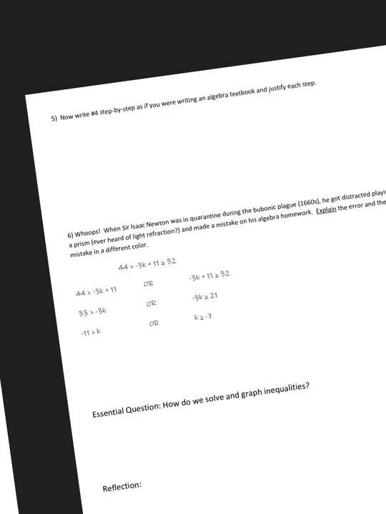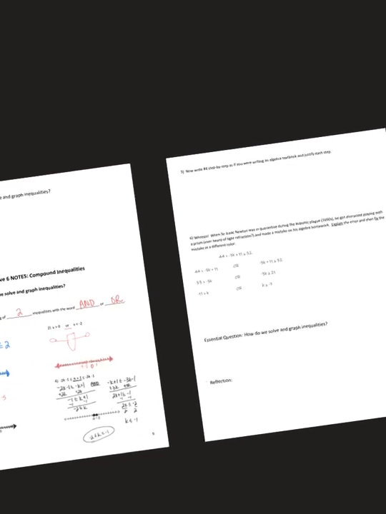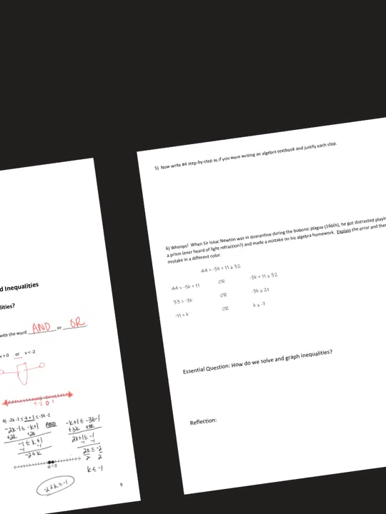Let's take a look over here at number 5. It says, now write number 4 step by step as if you were writing an algebraic textbook and justify each step. Okay, so the first thing that we are going to do is copy the problem and then split it. So negative 2k minus 1 is less than or equal to negative k plus 1 is less than or equal to negative 3k minus 1. And that was the given problem, so we'll just call it the given.